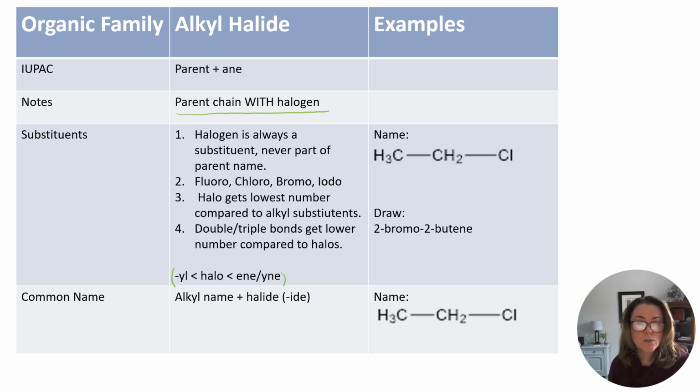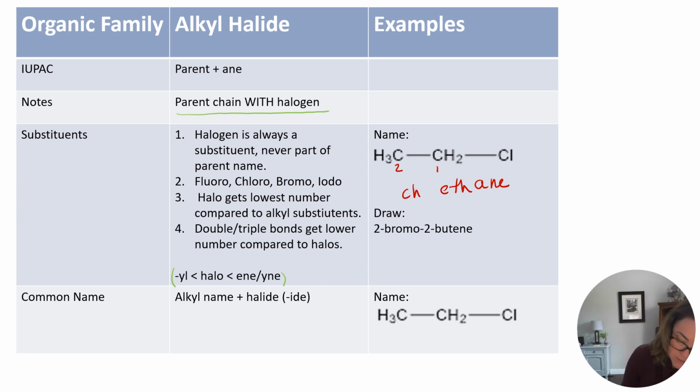Okay, so let's do an example. So here I have a very short chain. I've got 2 carbons, and I have a chlorine on here. So I'm going to go ahead and count the number of carbons that I have. I've got 2 carbons, and I've got all single bonds. So that tells me that I am dealing with an -ane. I have 2 carbons, so that gives me ethane, and now I do have a chlorine on here.